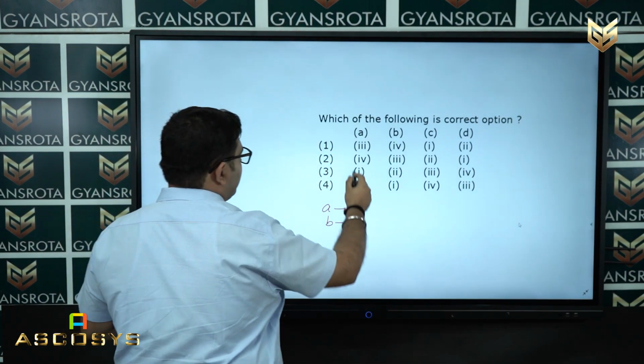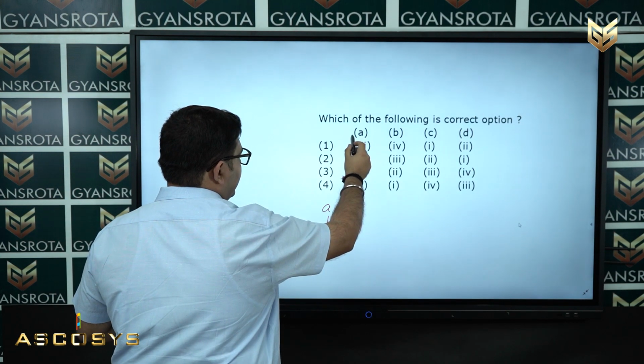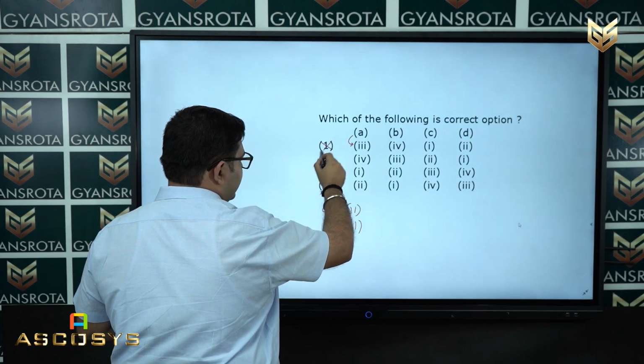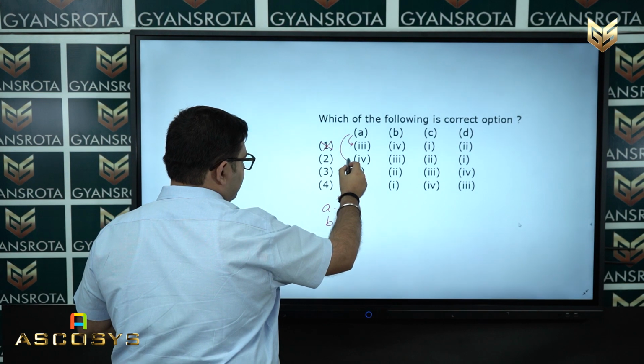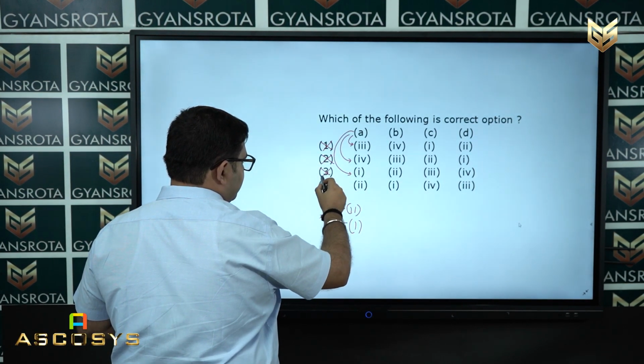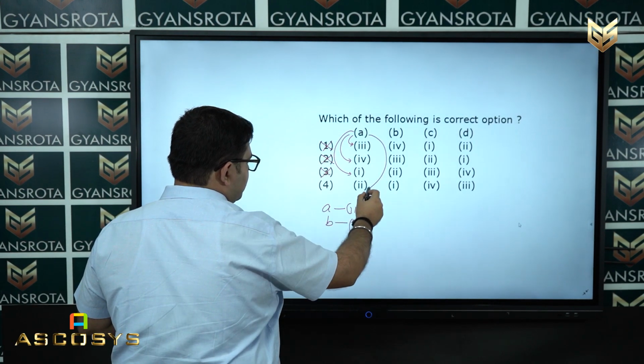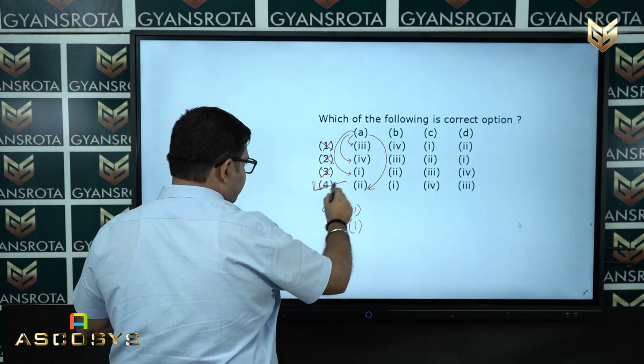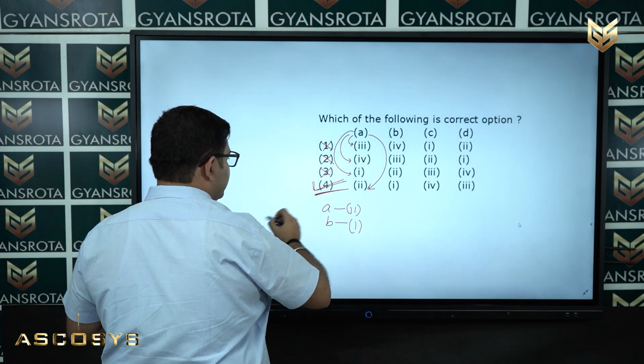So, if you see among the 4 options, option A is matching with 3, so this is not the correct answer. A is matching with 4, no, this is not possible. A is matching with 1, no, this is not possible. A is matching with 2. So, option number 4 is the correct answer of this question.